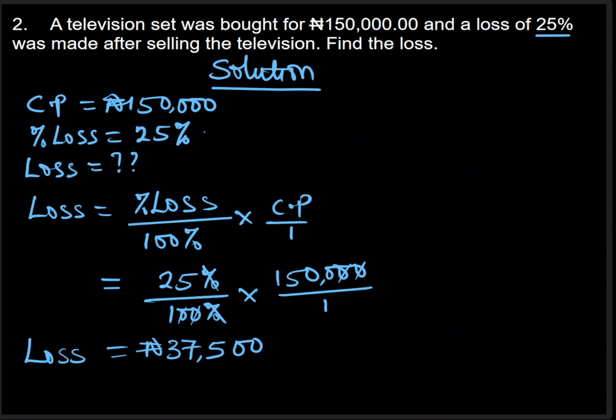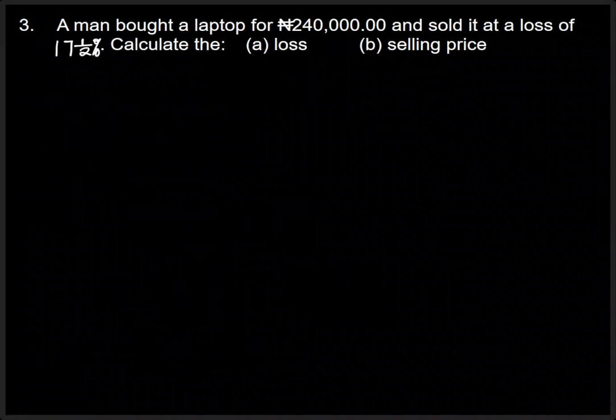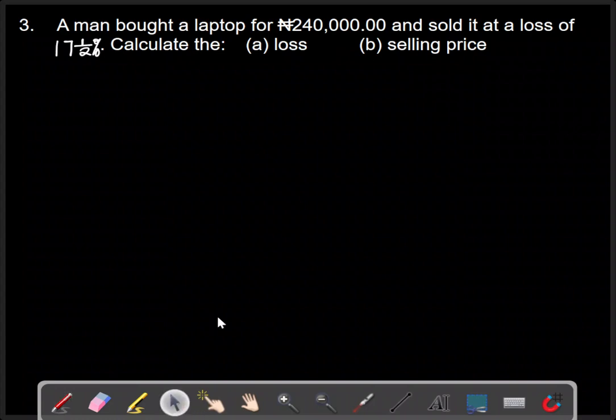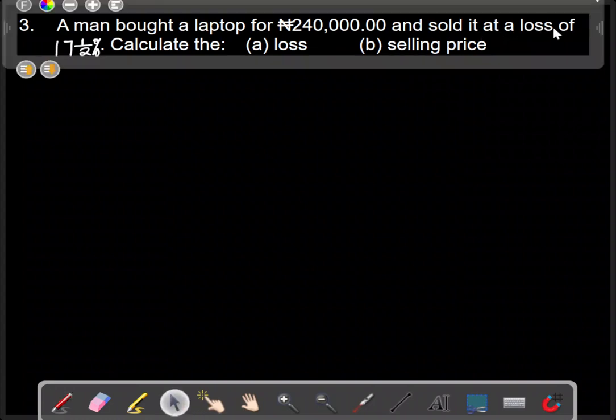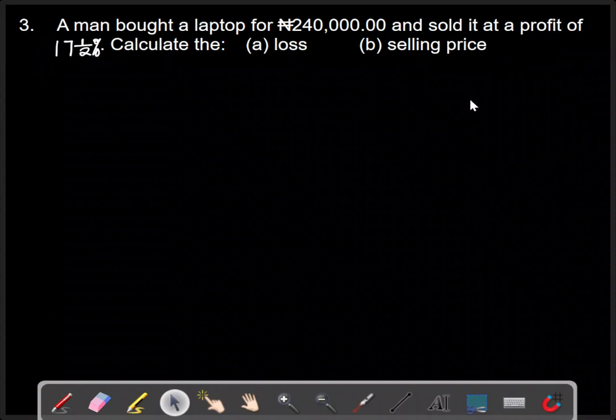All right. So let's move to number 3. Let's see what we have in number 3. A man bought a laptop. Oh, this is still a loss. I think we've solved questions already on loss enough. So what I will do, I'm going to change this to profit. Let's solve it at a profit.